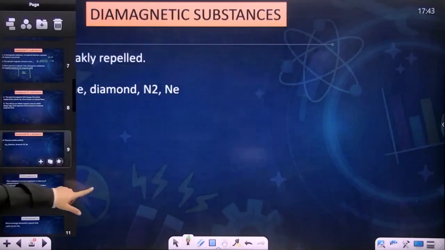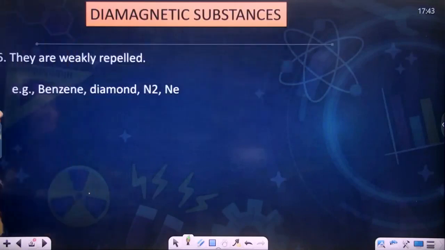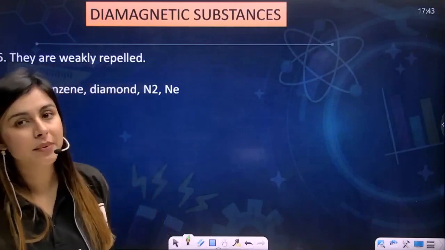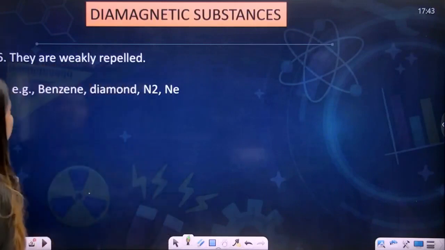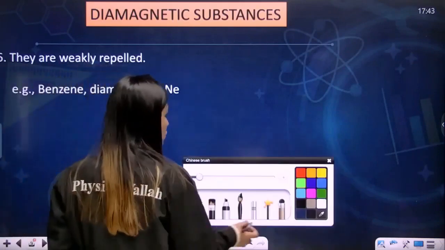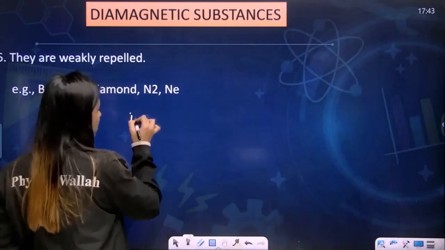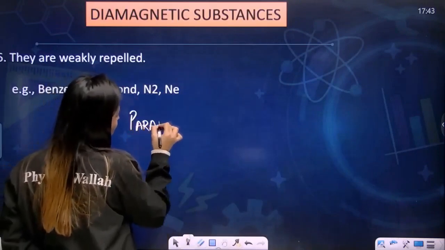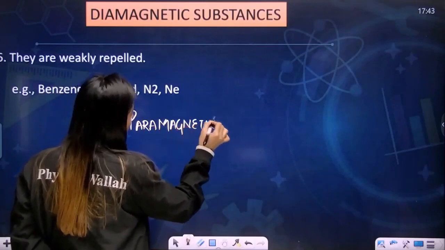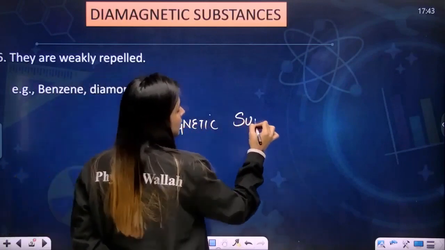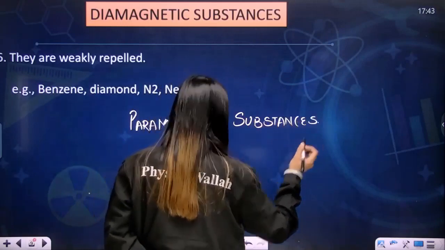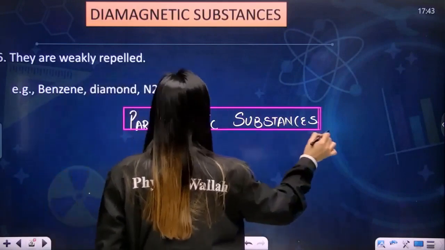Let's write a few examples of diamagnetic substances: benzene, diamond, N2, neon, etc. These are your diamagnetic substances. They are weakly repelled by the magnetic field. Okay, perfect. After this, my dear students, you have one more magnetic property, that is paramagnetism. So what happens in paramagnetic substances? Just let me write it down because it is just a simple part to understand.